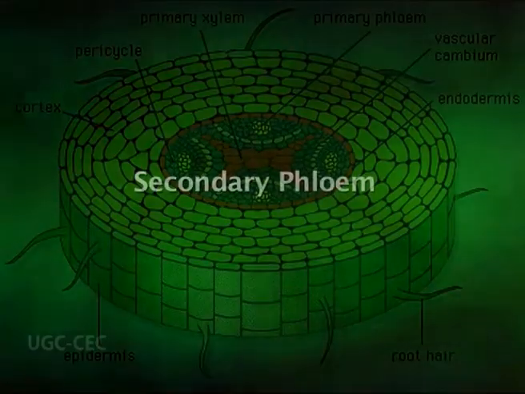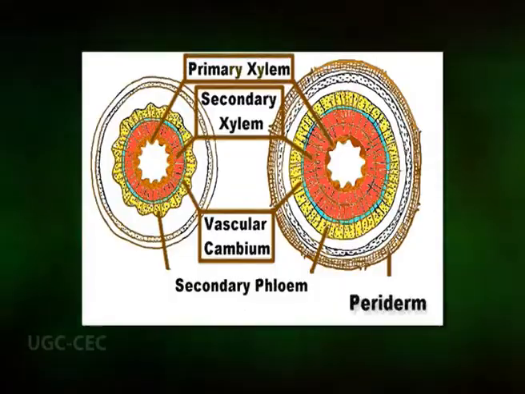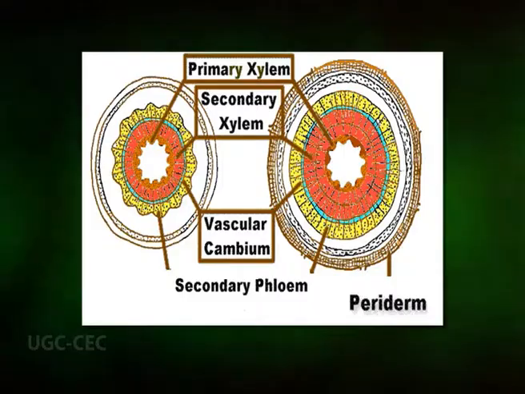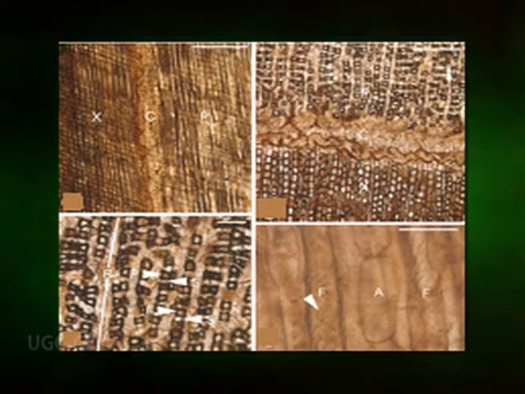The conducting elements and associated cells of the primary phloem are remarkably similar to those of the secondary phloem in both structure and function. Now the secondary phloem. The secondary phloem is derived from the vascular cambium and is composed of axial and radial systems of cells.